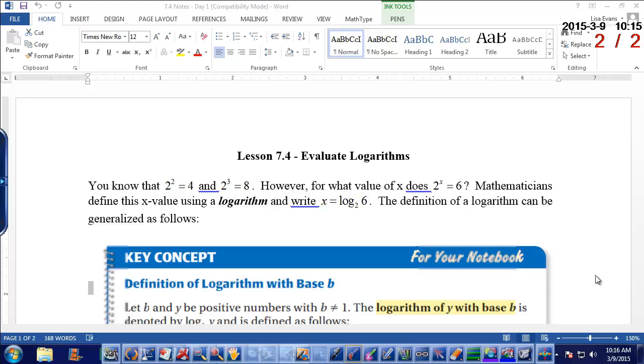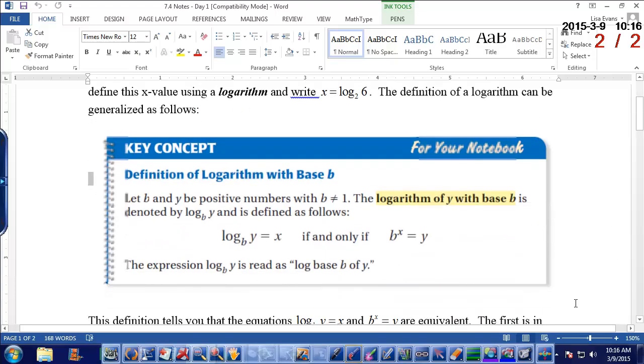The definition of a logarithm can be generalized as follows. Let b and y be positive numbers with b not equal to 1. The logarithm of y with base b is denoted by log base b of y and is defined as follows. You need to know this.